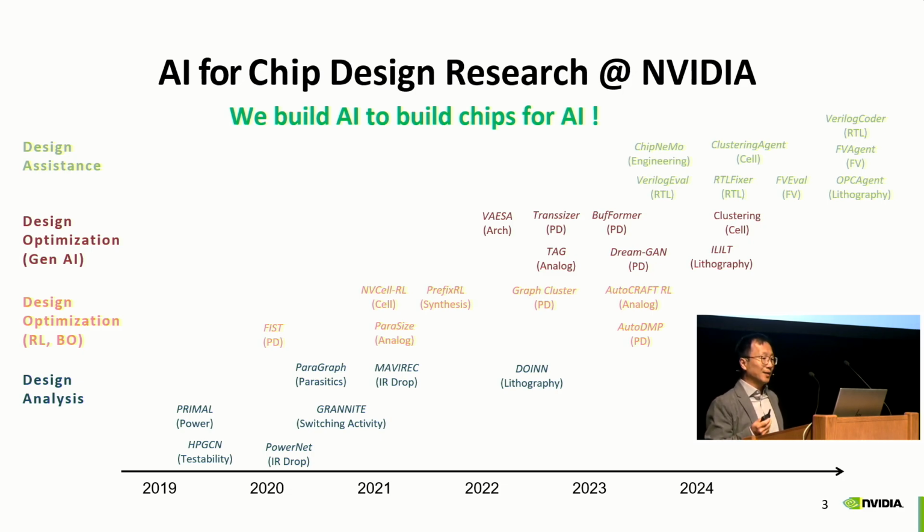We started with AI for design analysis applications, and then transitioned to AI for design optimization, initially with RL, reinforcement learning, or some black box optimization algorithms such as Bayesian optimization. Later, with generative AI models. And recently, we have been working on AI for design assistant projects using language models. In this talk, I will cover some analysis and optimization projects. In the following talk given by Haishan and me, we'll cover more design assistant projects.